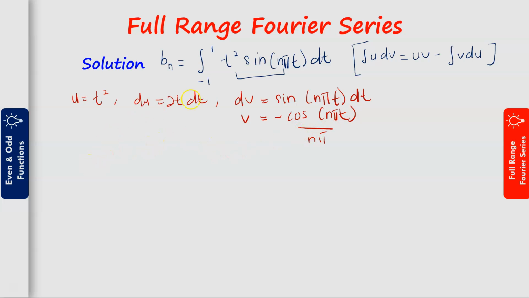And then class, for this one, when we integrate t square sine n pi t dt by using integration by parts, it is uv.